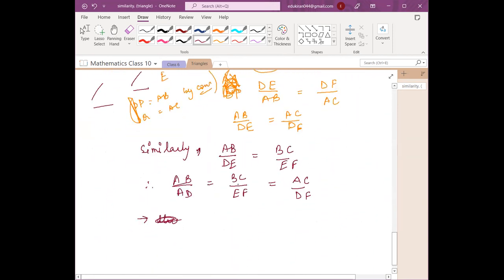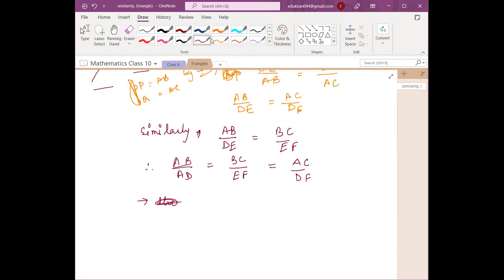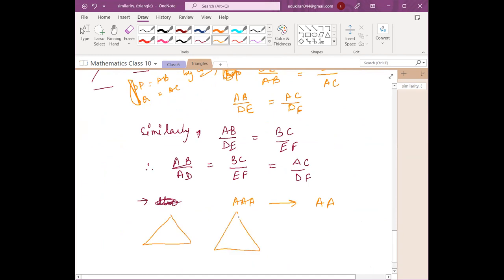Yes, ma'am. Okay, now there's one thing to understand here. This AAA criterion can also be reduced to the AA criterion only. Because if you have any two triangles and two angles are equal, the third angle is going to be equal ultimately. Why? Ma'am, because of the angle sum property. Yes, Rida. Why will they be equal? Tell me. Some property.